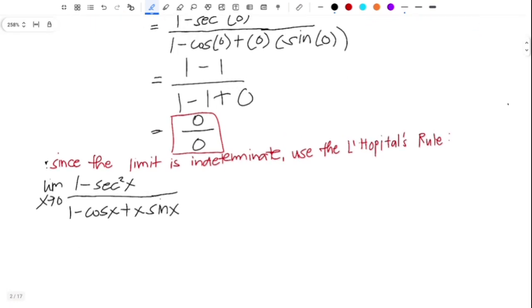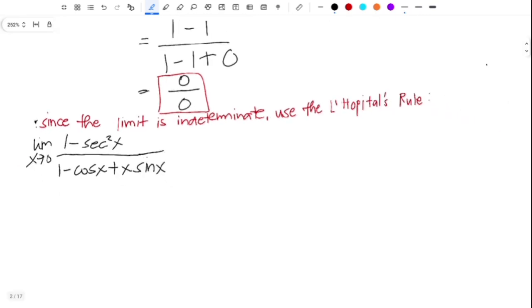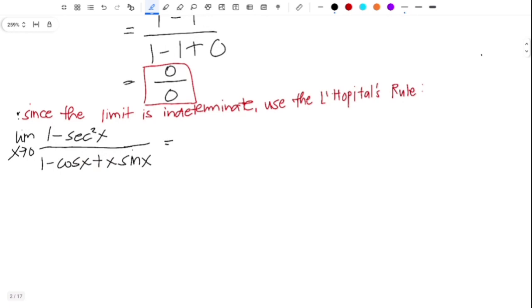Now from here, we derive again our numerator and then our denominator. Okay, so how do we do that? Let's start from our first term. We have 1, the derivative of 1 is 0. And the derivative of our secant x squared. Here, we will use the chain rule in deriving secant x squared. Okay, let's start. Here, we can use chain rule.